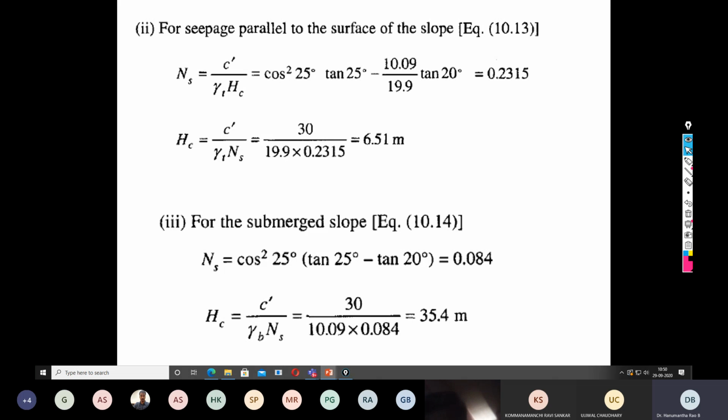So again remember, when I talk about the critical height of the slope, the factor of safety is unity. Whether it is mentioned in the problem or not, you have to understand the critical height is only possible when the factor of safety is unity.